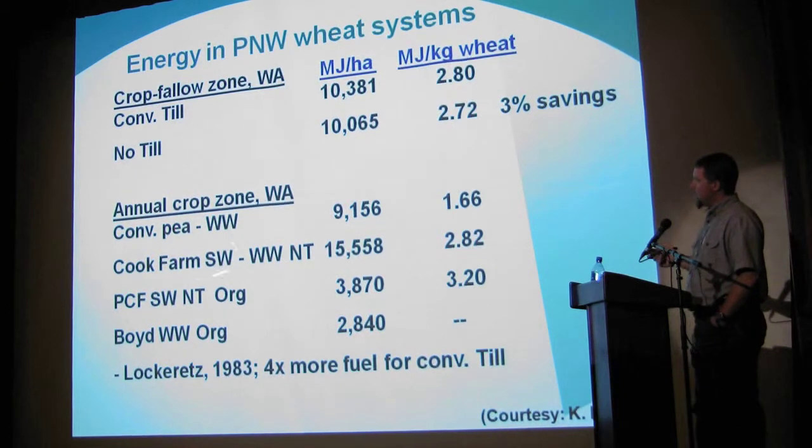When we come down to the annual cropping zone, it's kind of interesting how this comes out in terms of the change. And this is not just a wheat-based system. The difference here is we have a P in this rotation. We don't have a P in this rotation. So, and actually, yeah, that's conventional, so it does include tillage.